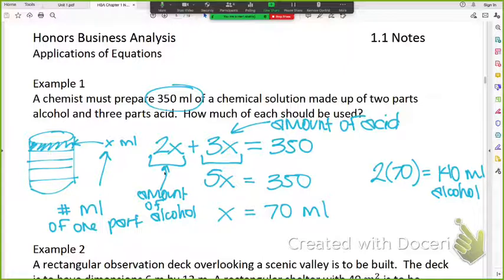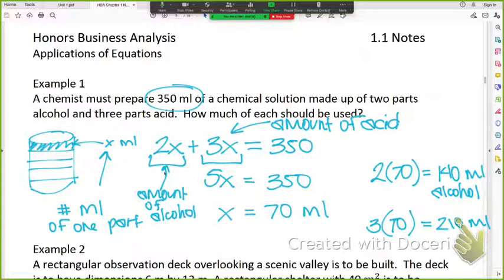And how much for the acid? You're going to do 3 times 70, so 210. Now, I may or may not confuse some of you, but you can also subtract from the 350 to find out a different way to do this.